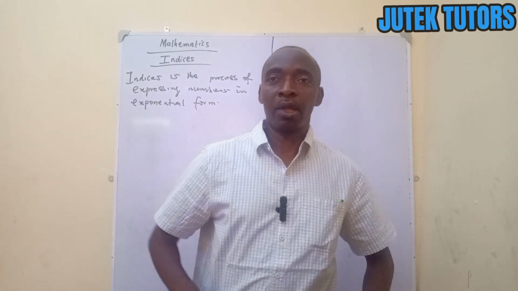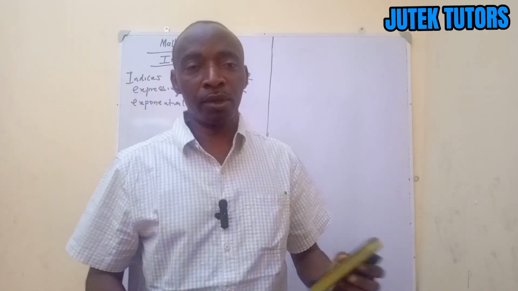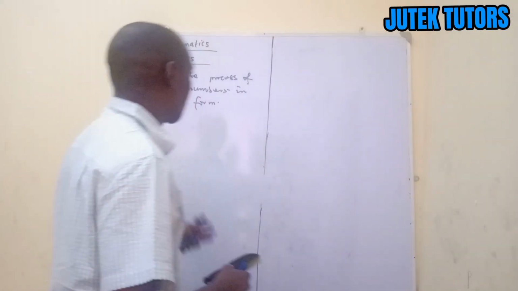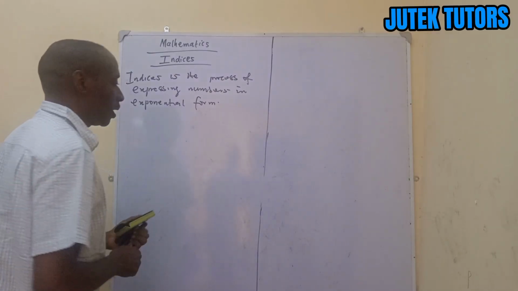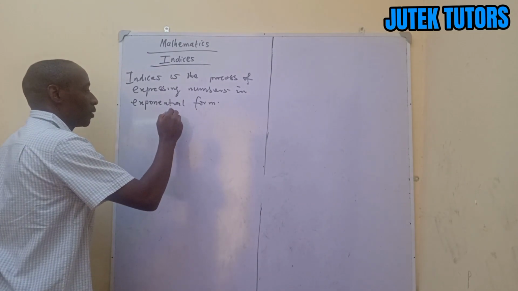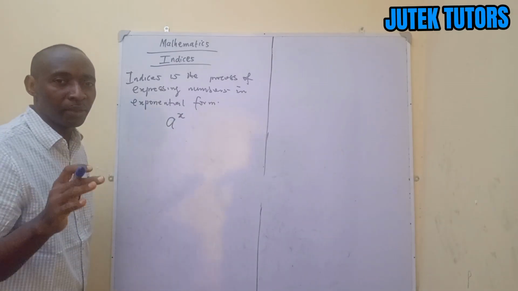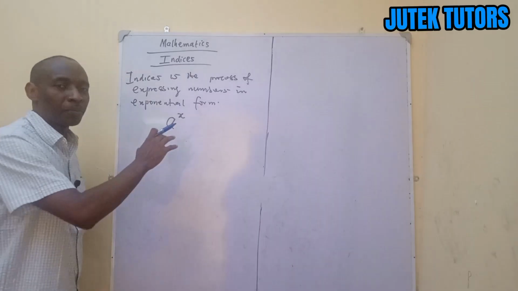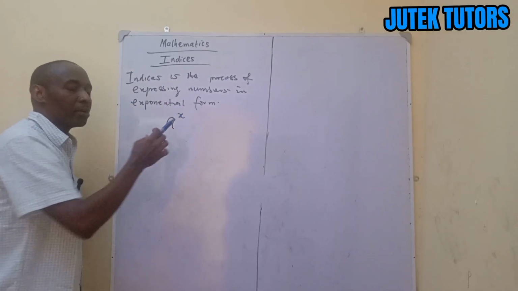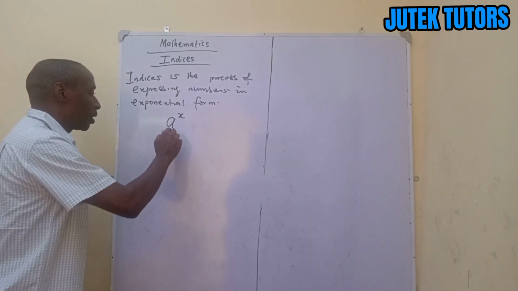Indices is a process of expressing numbers in exponential form. So if you have something like a raised to power x, in this form, the a here represents the base.